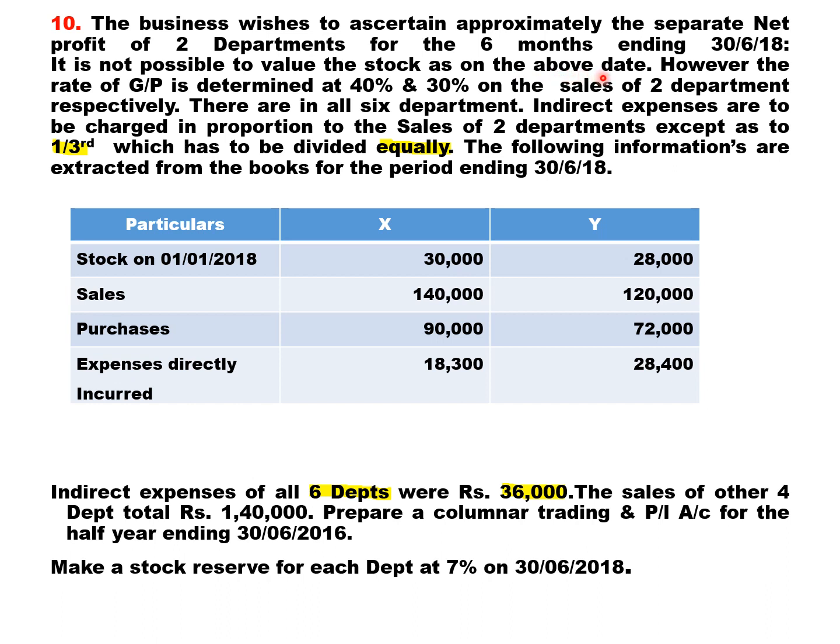It is not possible to value the stock as on the above date, that means as on the ending date. So closing stock cannot be calculated, it's not given in the question. So we need to calculate the closing stock. However, the rate of GP is determined at 40% and 30% on sales of the two departments respectively.